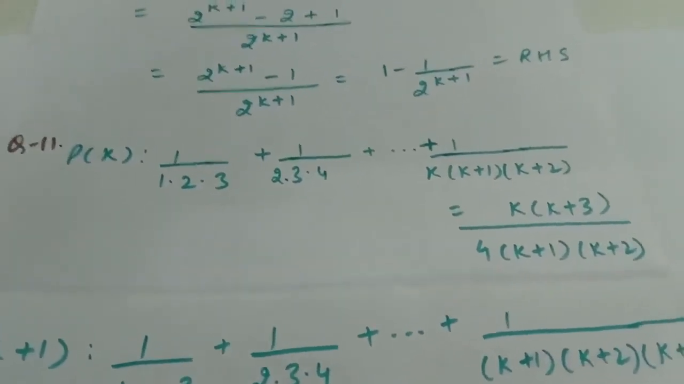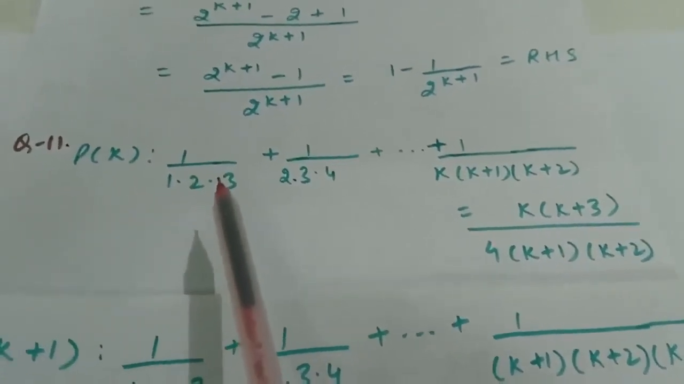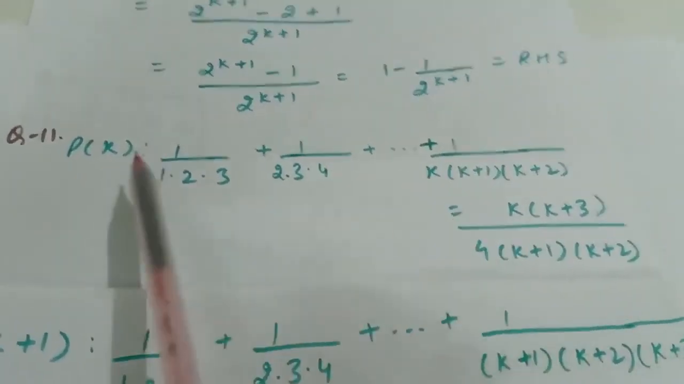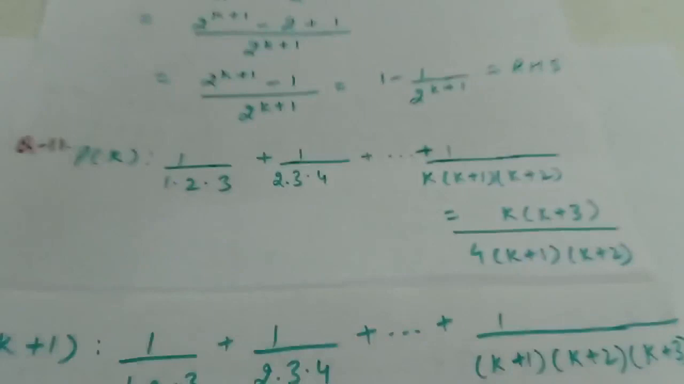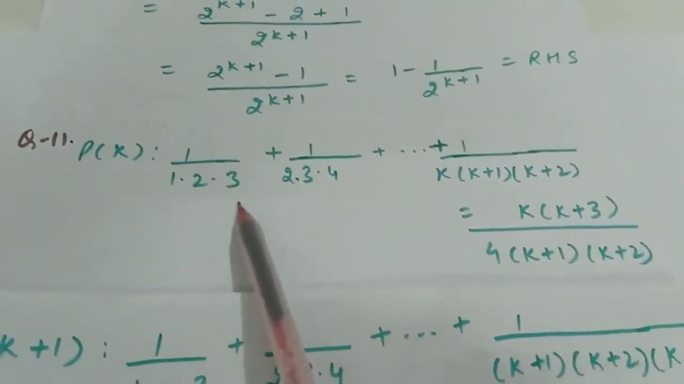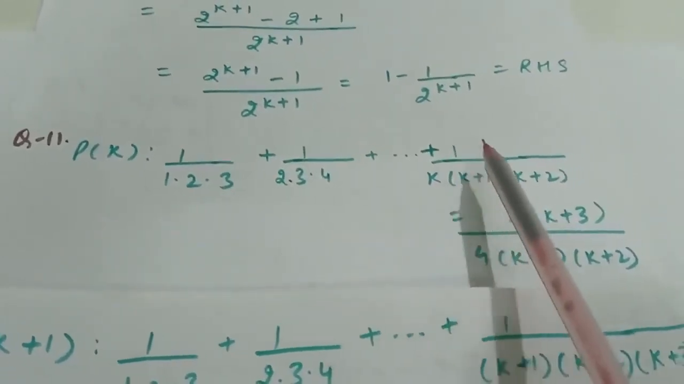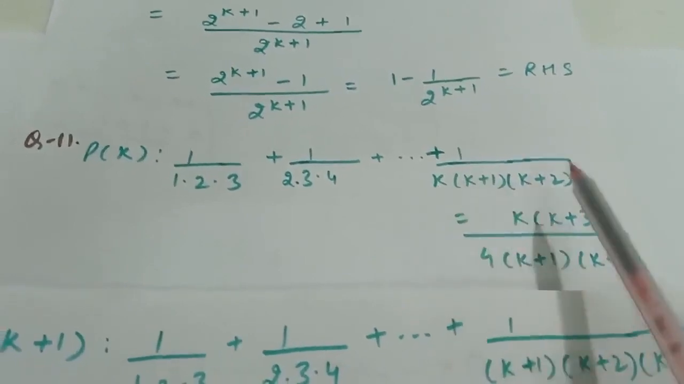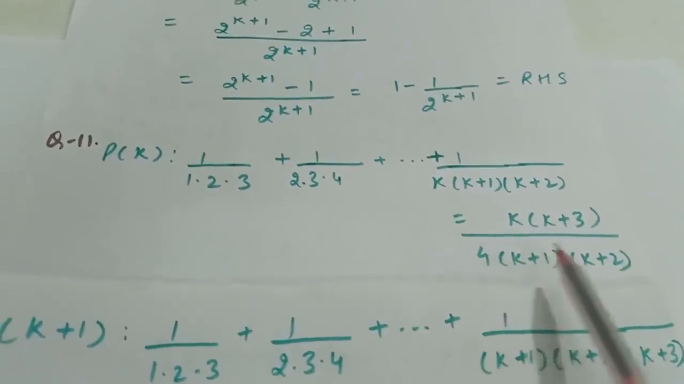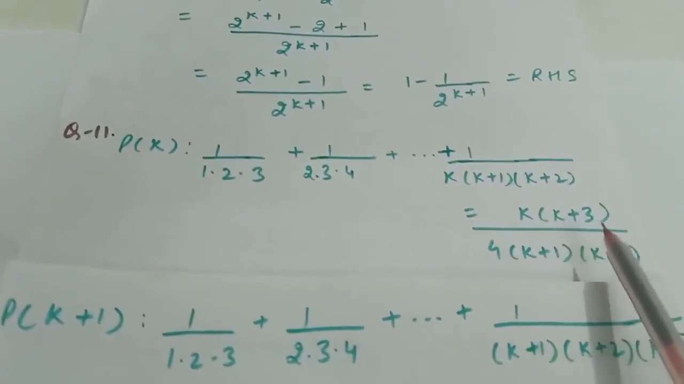I have assumed that P(k) is true for some k belonging to natural numbers. In the question it was n, and now that I have assumed P(k) is true, I have written k in place of n. So P(k) will be 1 upon 1 into 2 into 3 plus 1 upon 2 into 3 into 4 and so on, plus 1 upon k into (k plus 1) into (k plus 2), which is equal to k into (k plus 3) upon 4 (k plus 1) into (k plus 2). So this we have assumed that it is true.